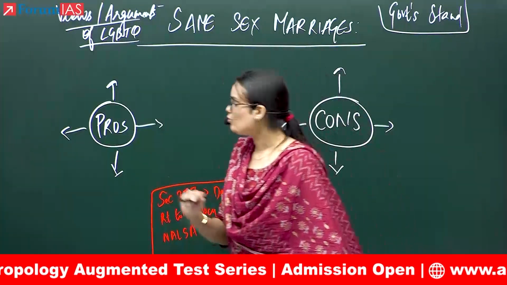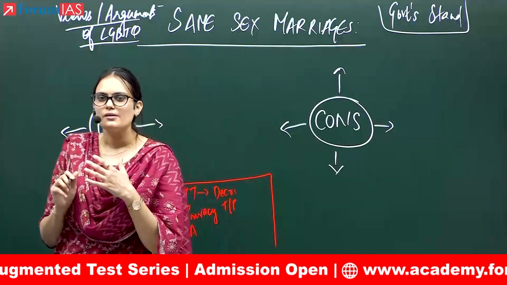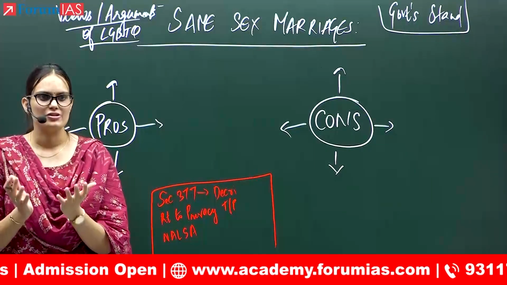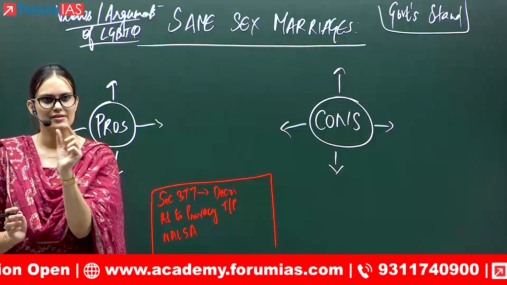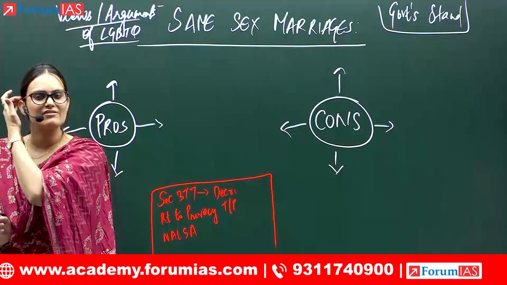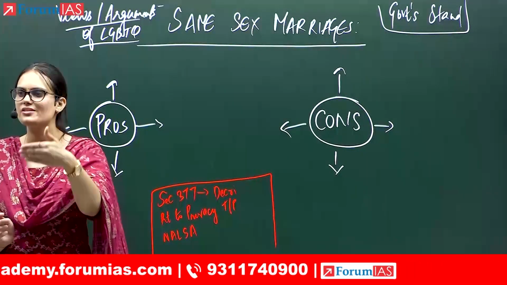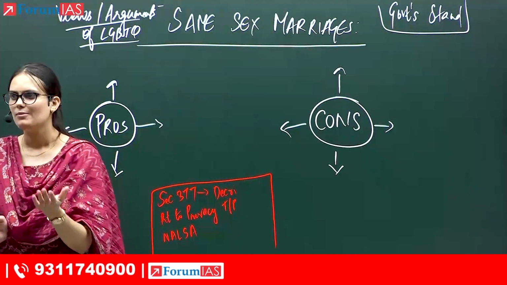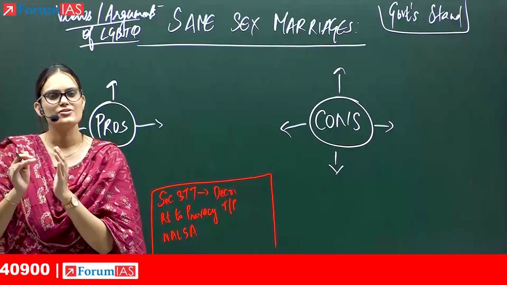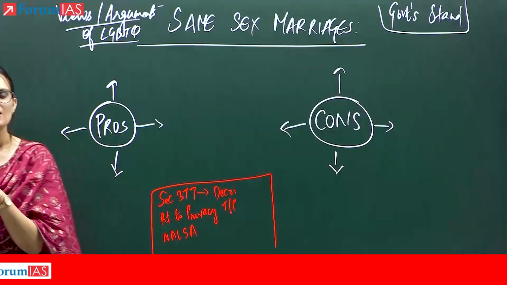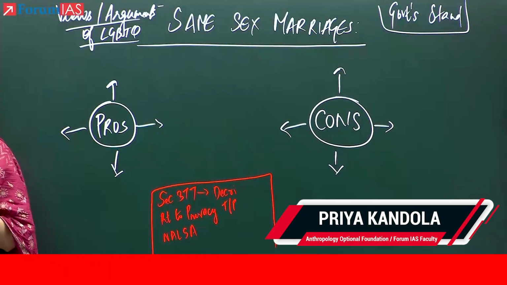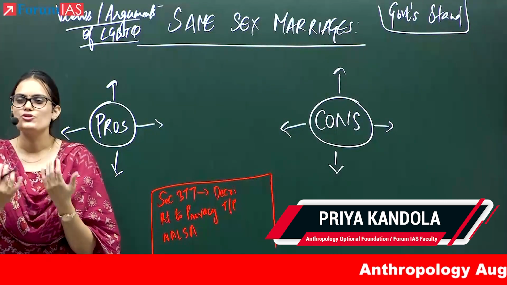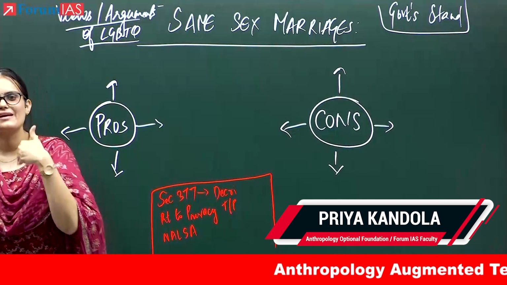Okay. Now, the pros: the idea propounded by the LGBTQ community, why we need marriage. Because 377 is decriminalized, that means you can have a partner belonging to the same sex as you, and you can have relations also. But why marriage? Marriage is taking the argument to the next level. So there must be certain rights, certain issues which you can enjoy as a person only when you are married.